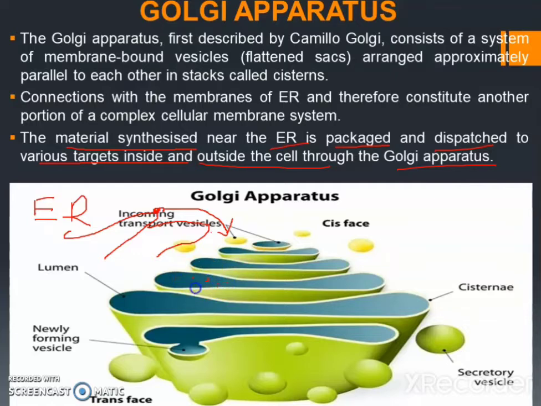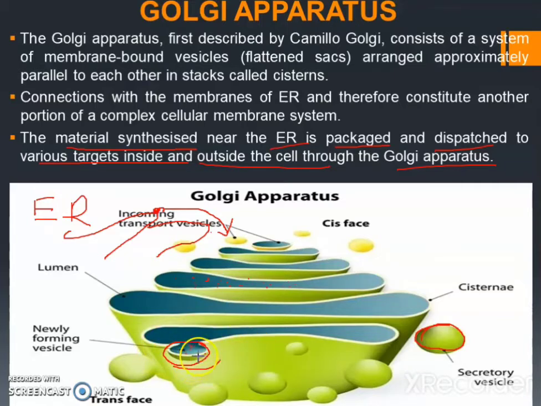Okay, and whenever a cell needs it, it will pack the material and dispatch it to various targets. So when the cell needs the substances, they will be packed inside these rounded vesicles. Can you see the new formation of a vesicle here? From the cisterns there will be formation of such rounded vesicles, and inside the rounded vesicle they will pack these substances and dispatch them to various targets.